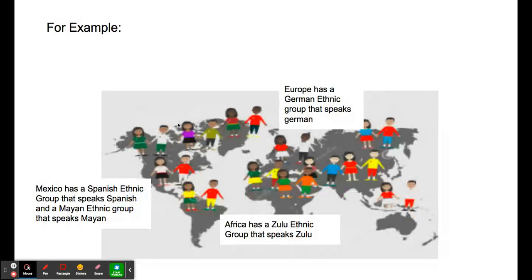For example, Mexico has a Spanish ethnic group that speaks Spanish and a Mayan ethnic group that speaks Mayan. Europe has a German ethnic group that speaks German. And Africa has a Zulu ethnic group that speaks Zulu. Of course, Europe and Africa and Mexico have many, many other ethnic groups. These are just examples of one.